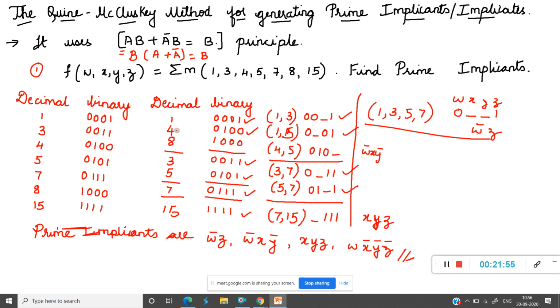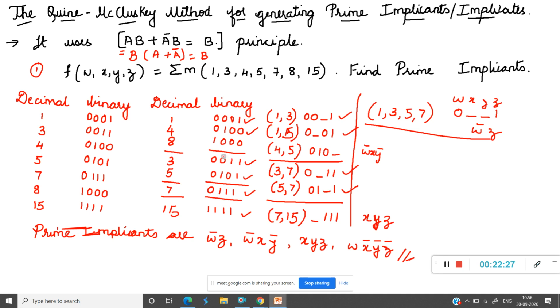1, 4, 8 is in the one group because it contains only one logic 1. 3, 5 belongs to the next group because it contains two logic ones. 7 contains 3 logic ones, so it belongs to another group. 15 contains 4 logic ones, so it belongs to another group. Next, what you have to do, write the binary forms. Okay, so this is first group, second group, third group, fourth group.